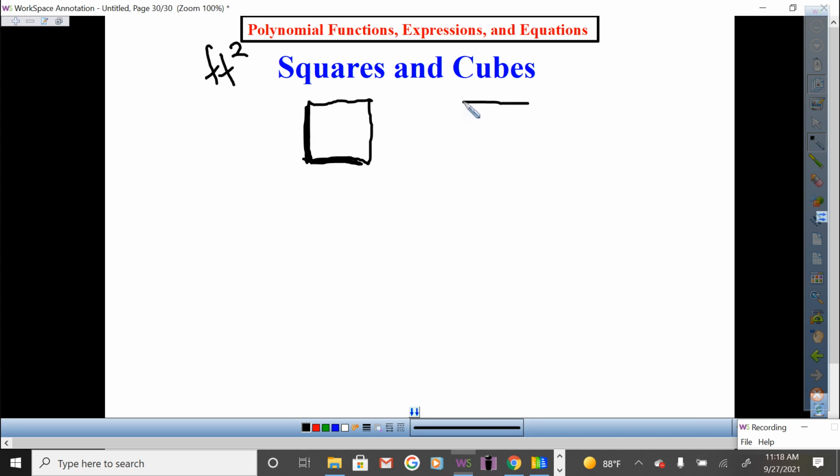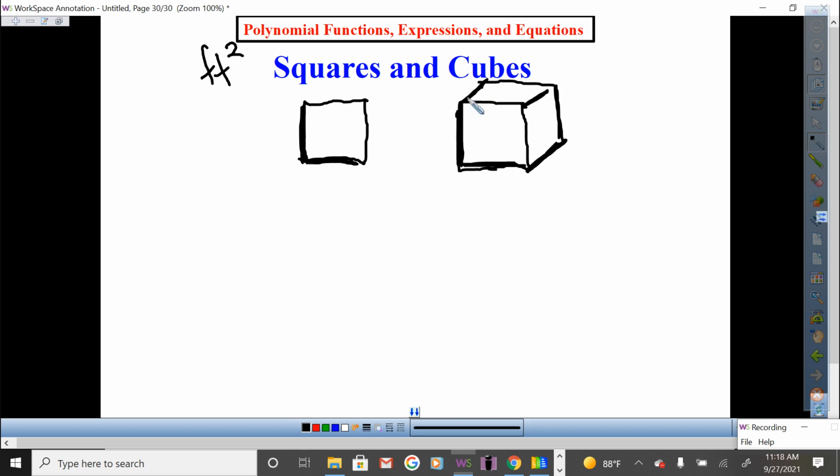Cubes are, let's see, 1 dimension, 2 dimensions, and 3 dimensions. That's why whenever you get the volume, they always ask you to write it in cubes with a little 3, because how many dimensions? 3. Good recap, yes? And you're like, oh, I didn't even know that, Mr. Q. Well, there you go.